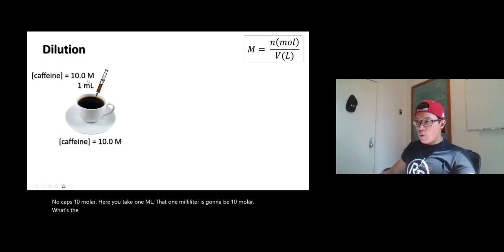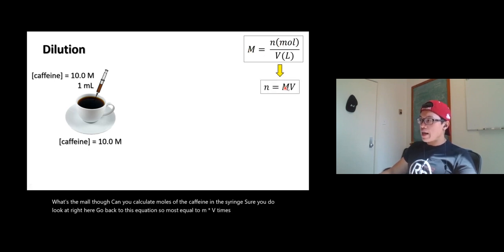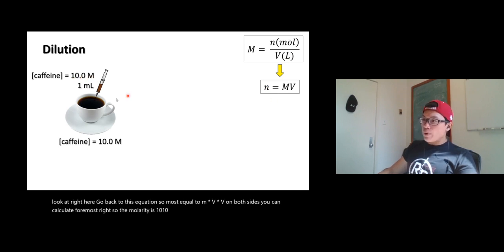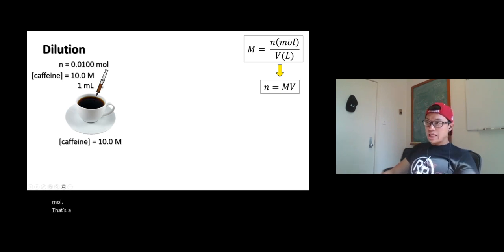Can you calculate moles of the caffeine in the syringe? Sure, you do. Look at right here. Go back to this equation. So moles equal to M times V on both sides. You can calculate for moles. All right. So the molarity is 10 molar. V is in liter, but right now we have 1 milliliter, which is 1 over 1,000. We have to divide by 1,000. All right. So the mole should be 0.0100 mole. That's the moles of caffeine in this syringe, just in this syringe.